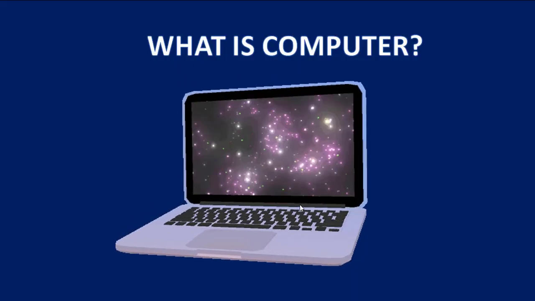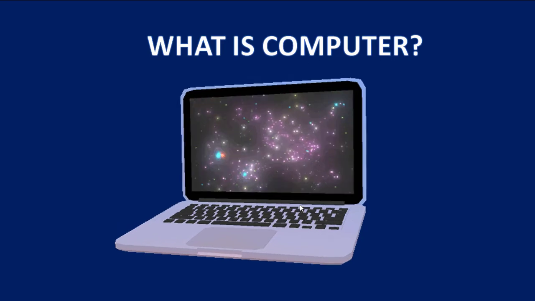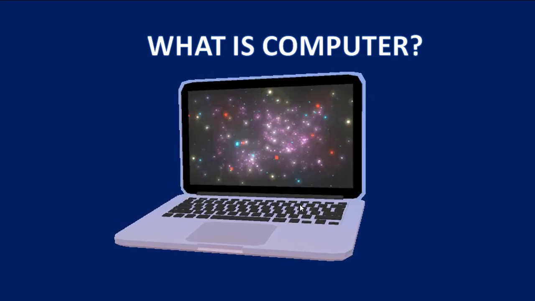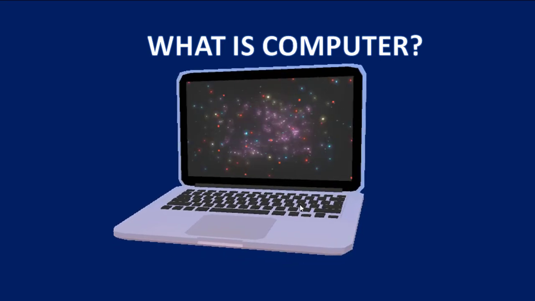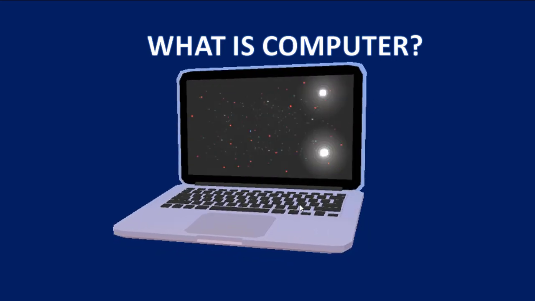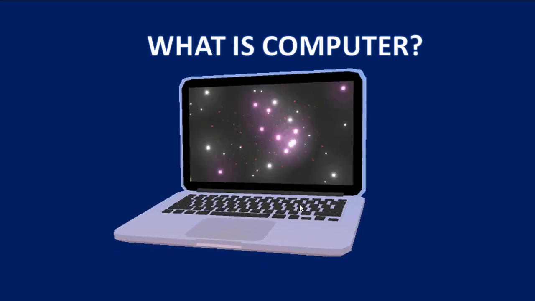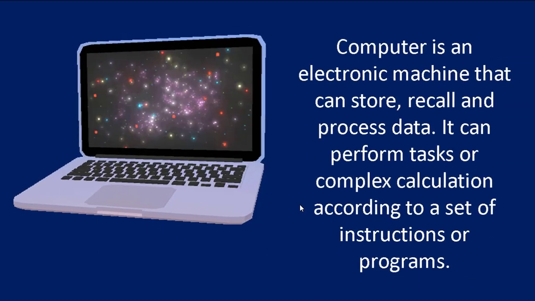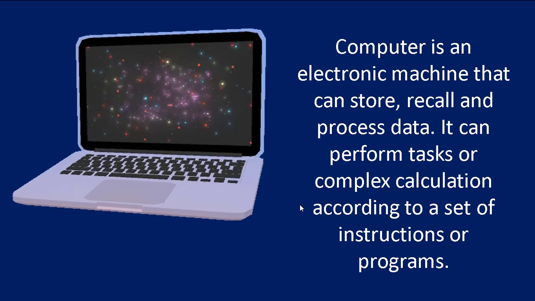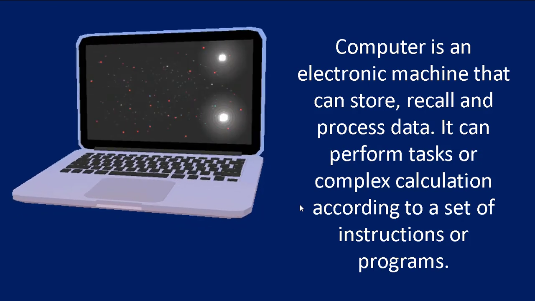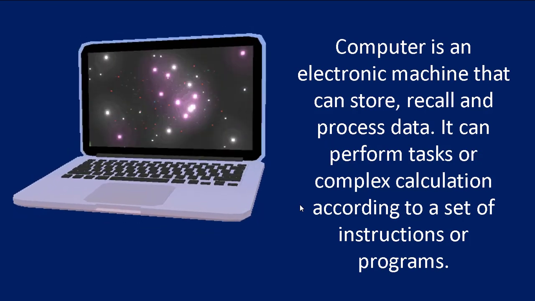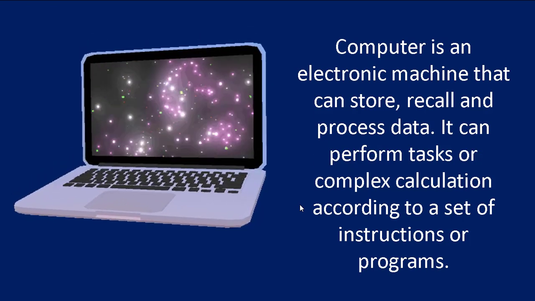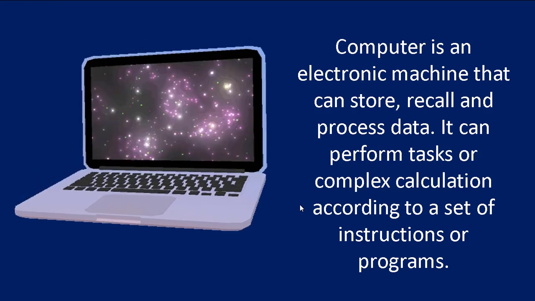So coming to the subject, what is computer? We have studied about computer, we have heard about computer, and we are going to learn about computer in the next classes. So now you should know what is the meaning of computer. Computer is an electronic machine that can store, recall and process data. It can perform tasks or complex calculations according to a set of instructions or programs.